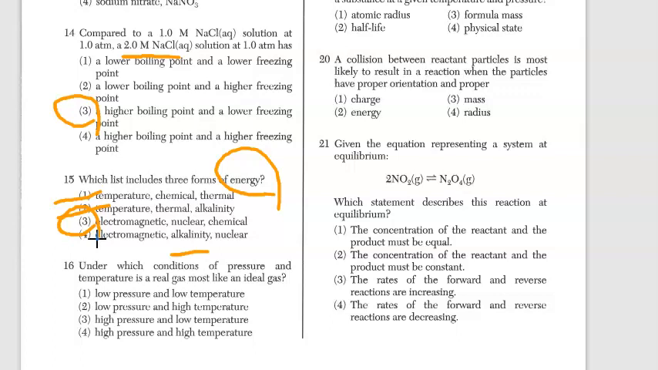16. Under which conditions of pressure and temp does a real gas behave most like an ideal gas? It's always going to be low pressure, high temperature. Always. Low pressure, high temperature, which is choice 2. A fact. You have to know your definitions. You have to know your facts.